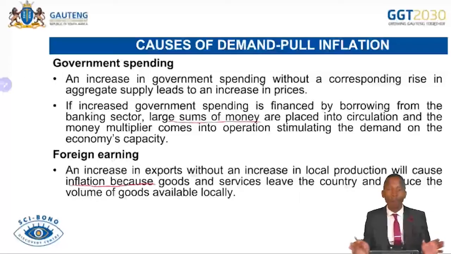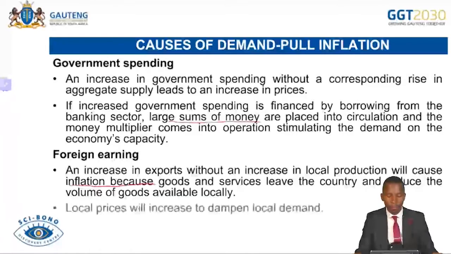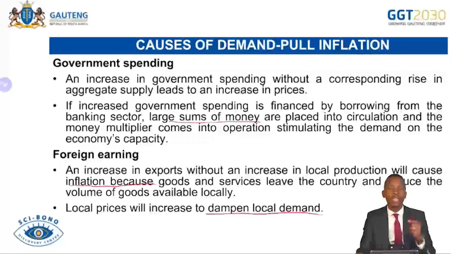So as goods are exported into the foreign market, while there's a lower supply locally, that will lead to less goods being made available within the country. In that case, the price of goods and services locally will be increasing, because if ever there's a lower supply, there will always be higher prices within the economy. Local prices will increase to dampen the local demand. If the demand is increasing drastically, that will lead to prices increasing also, which will reduce the demand for goods and services, due to the fact that there's less supply.